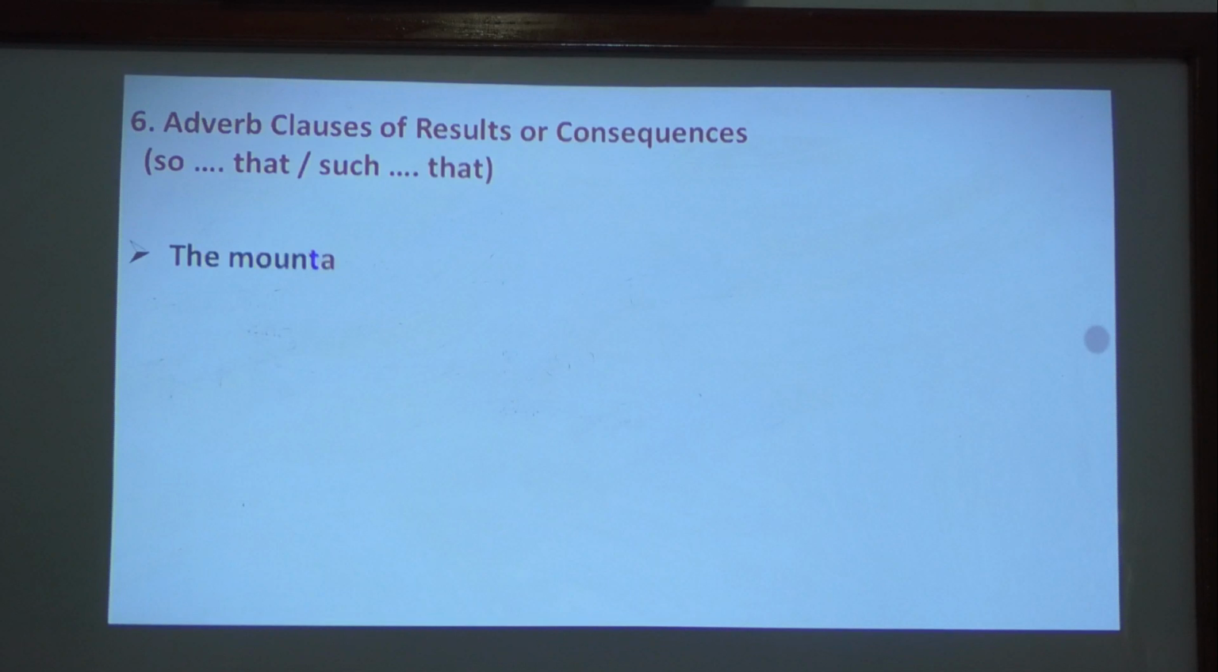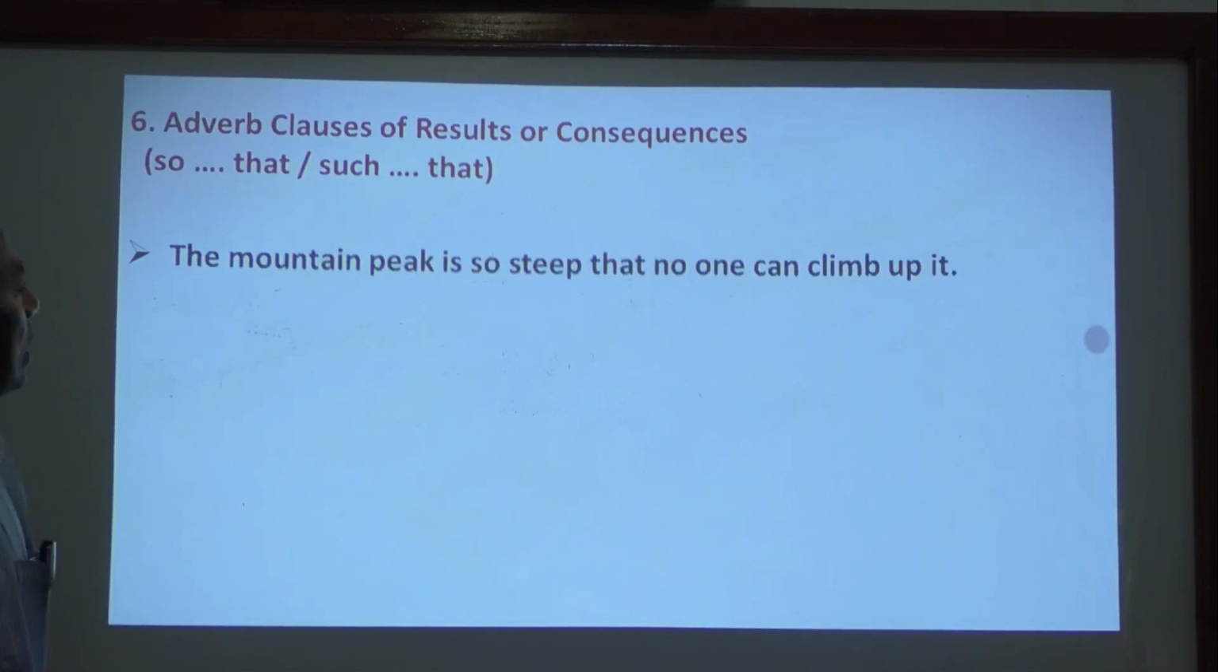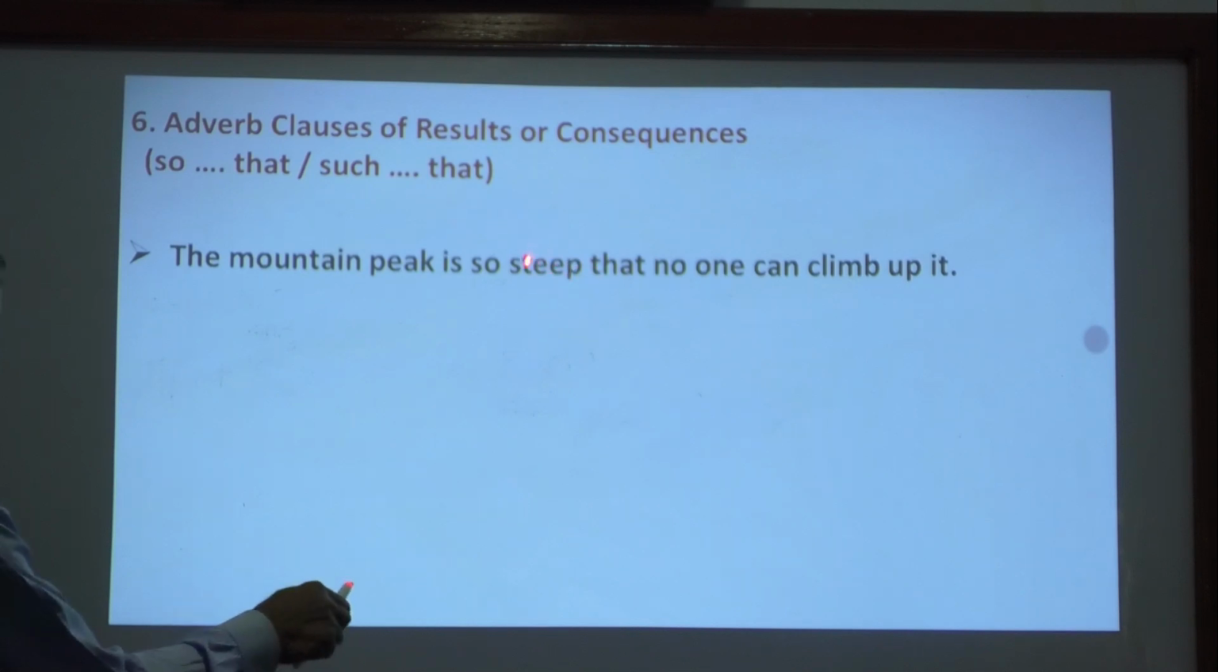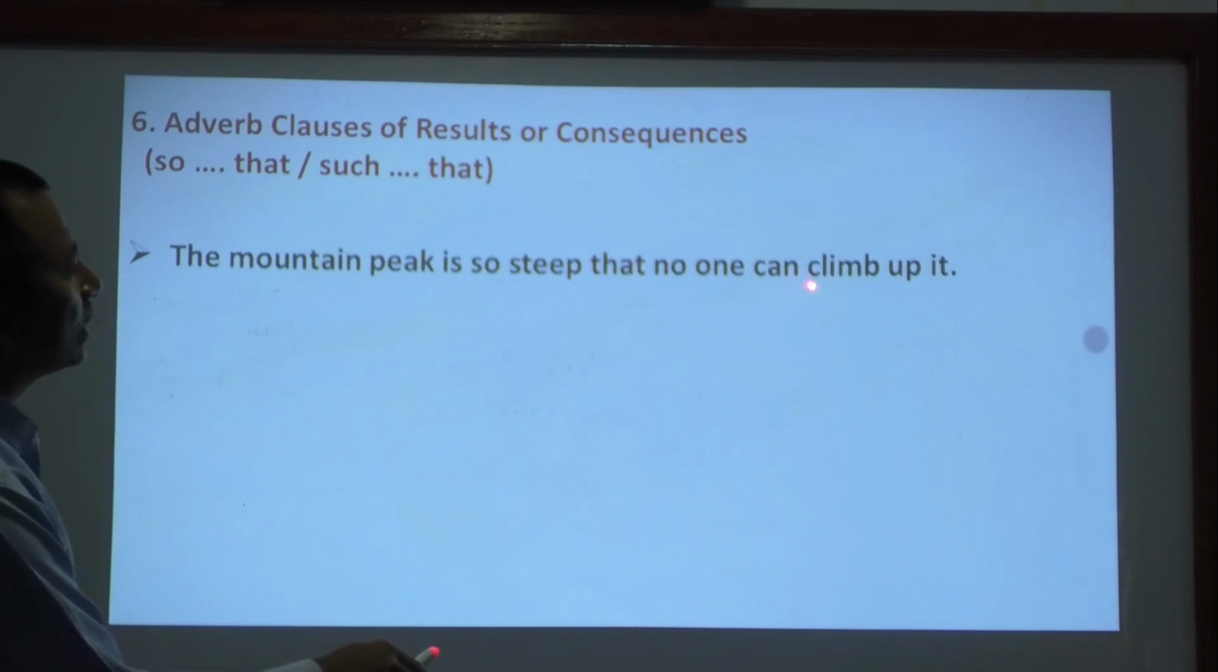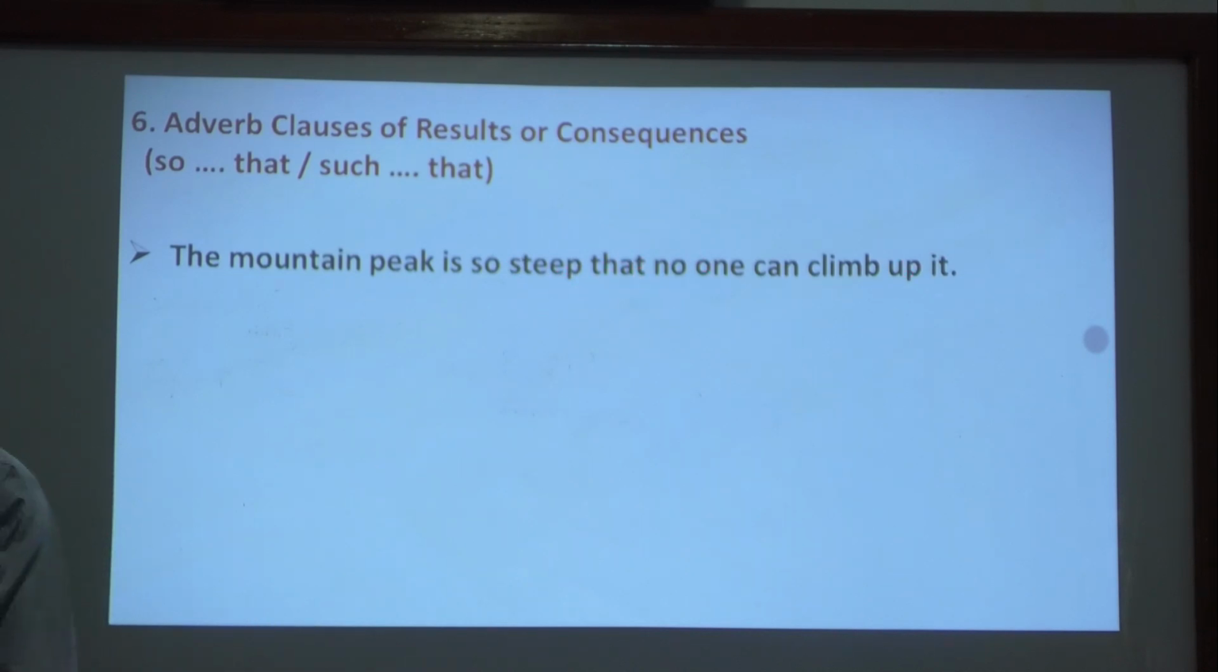The mountain peak is so steep. So here what you can do: the mountain peak is so, dot dot dot. In place of the dots, we have used steep. The mountain peak is so steep that no one can climb up it. And another: the man is so strong that he can pull a lorry alone.